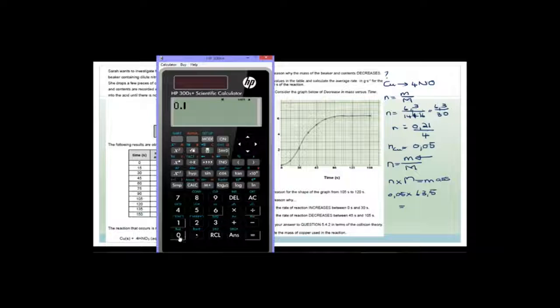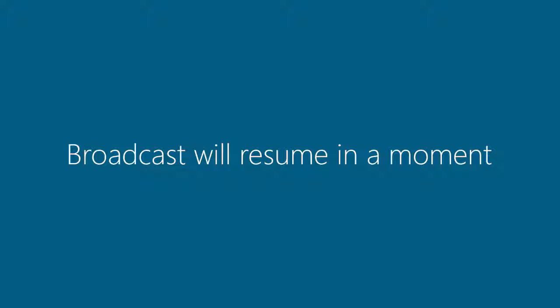0.05 times 63.5 equals 3.18. Okay, 3.18 grams. There you go. We used 3.18 grams of copper in this reaction. Okay, not too bad, hey.